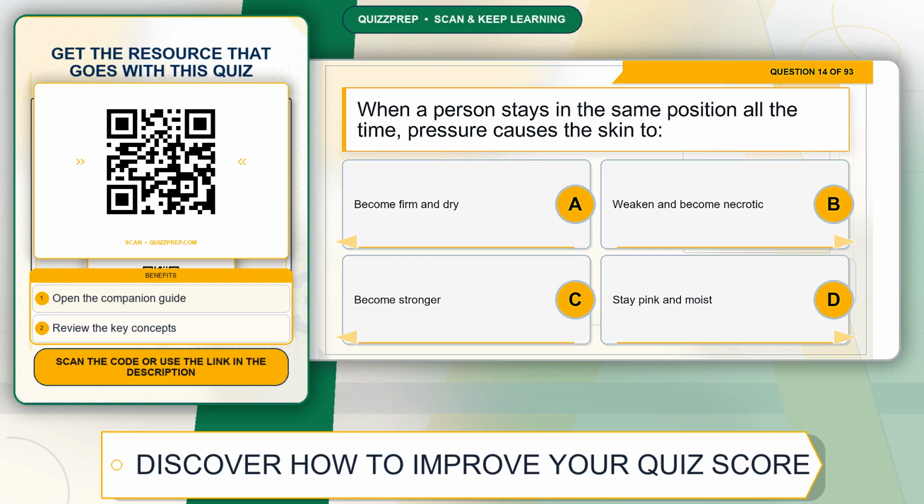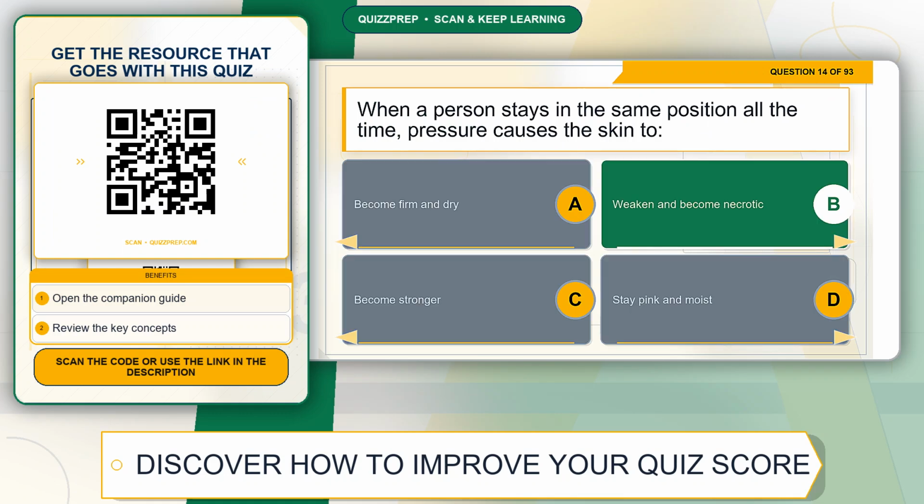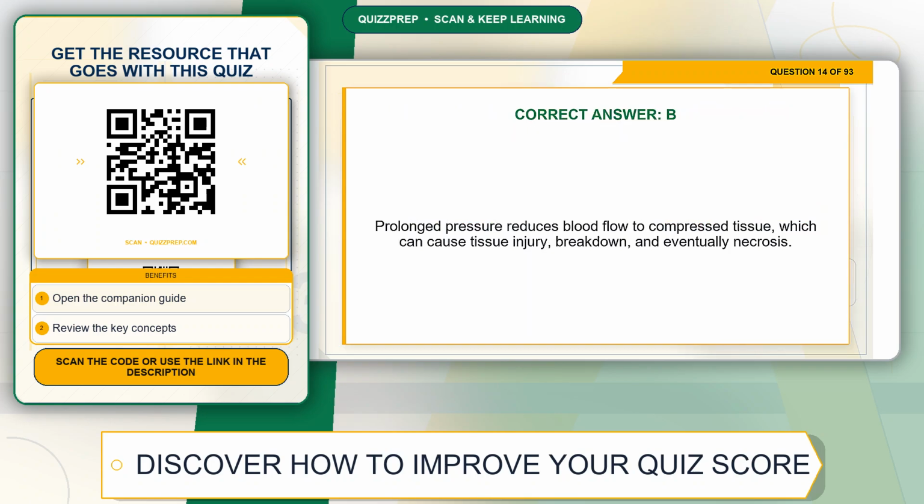Question 14. When a person stays in the same position all the time, pressure causes the skin to, option A, become firm and dry. Option B, weaken and become necrotic. Option C, become stronger. Option D, stay pink and moist. The correct answer is option B, weaken and become necrotic. Explanation. Prolonged pressure reduces blood flow to compressed tissue, which can cause tissue injury, breakdown, and eventually necrosis.